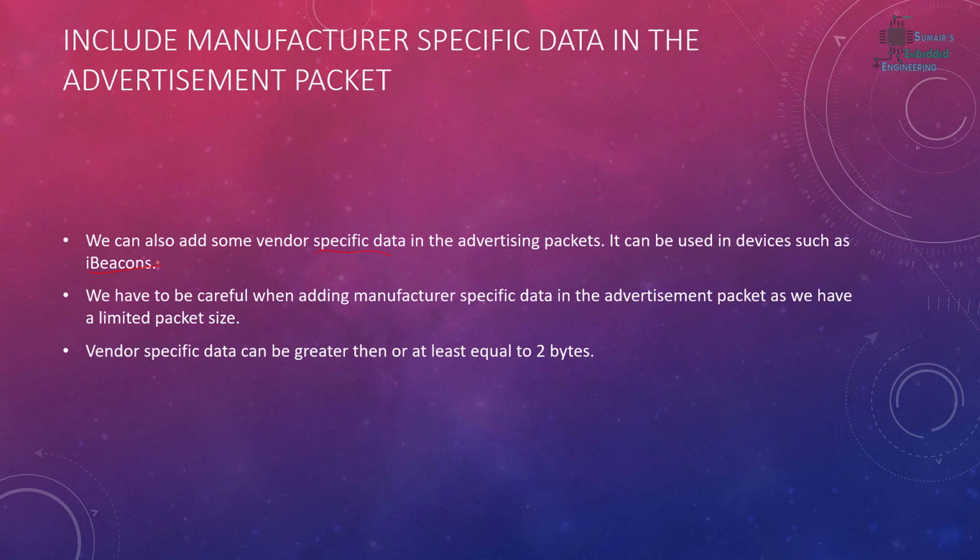We have to be very careful when adding the manufacturer specific data, because in the advertisement packet we know that we have a limited packet size. So we have to make sure the data is not more than our packet size. The vendor specific data should be at least 2 bytes. It should not be 1 byte, but 2 bytes or greater: 3 bytes, 4 bytes, 5 bytes, or 6 bytes, whatever data you want to include.